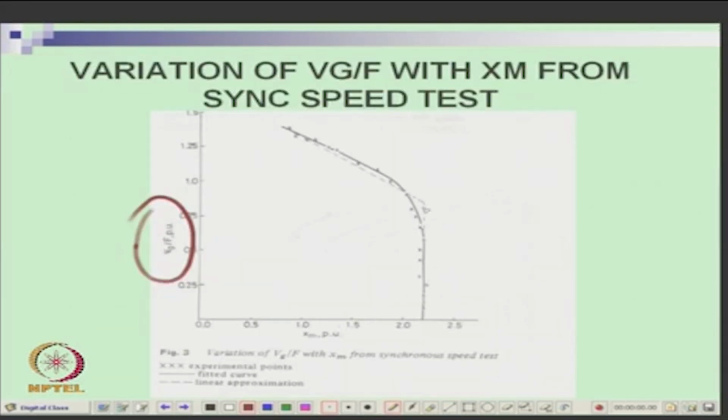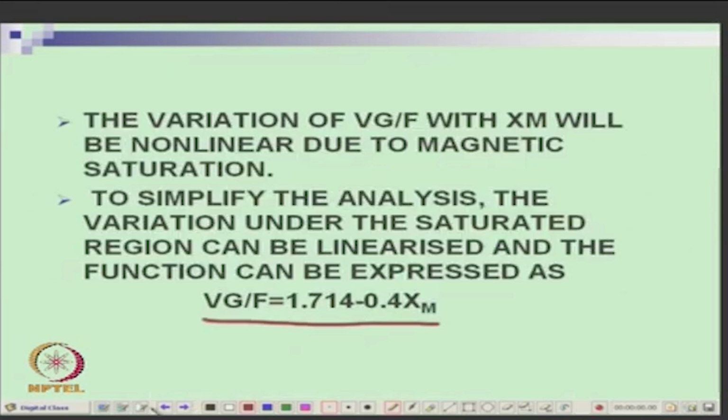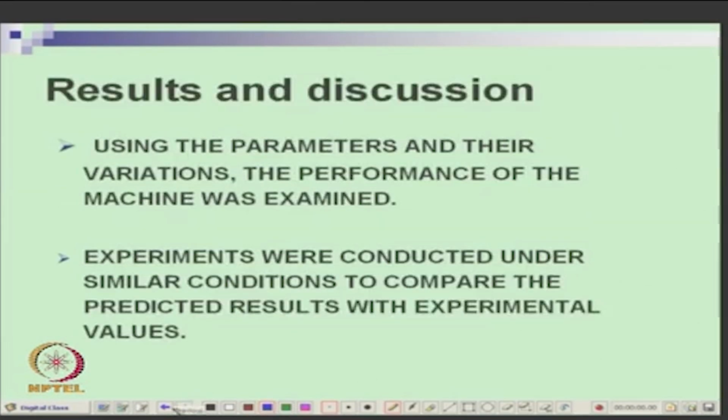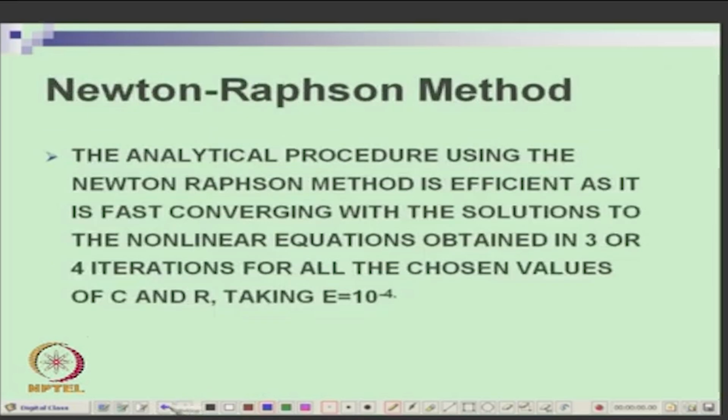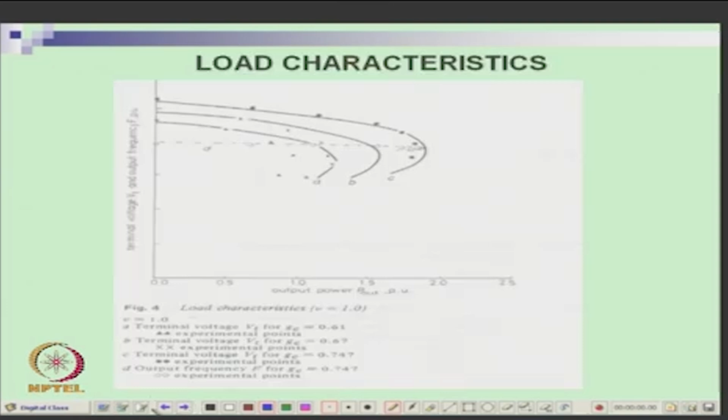So, we assumed it to be two straight lines like this. One is saturated, the other is non-saturated, instead of all the non-linear one, just to make the calculations simple. This is a linear equation. Of course, the results are presented in that paper, and this is Newton-Raphson. So, this is the result.